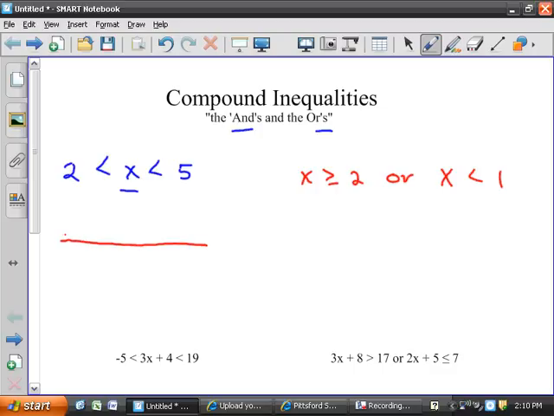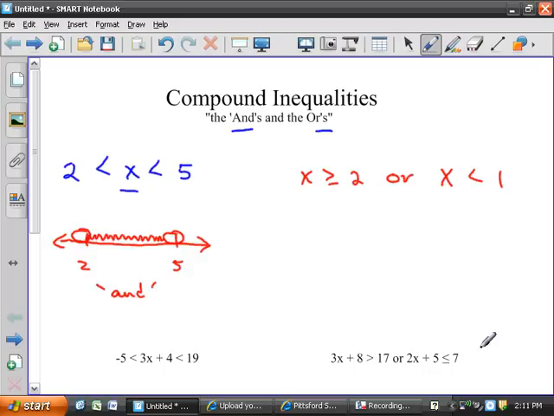If I were to sketch a graph of the first compound inequality, I would want my boundaries at 2 and 5. I would put open holes on each of them because there's no or equal to here. My solution set consists of all the x's that are between 2 and 5, so I would simply shade like this. Again, this would be read, x is less than 5 and greater than 2, or x is greater than 2 and less than 5. It's an and inequality.